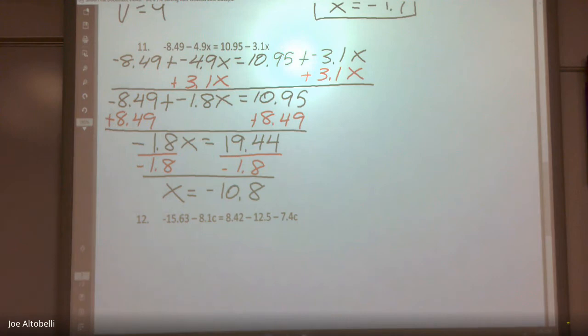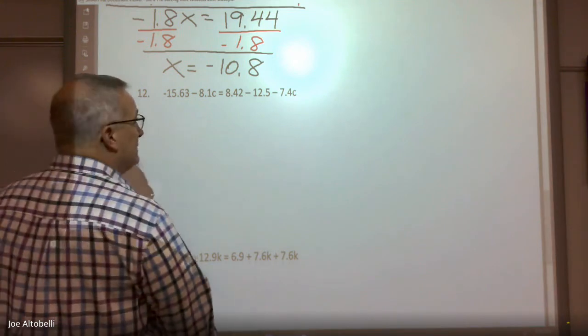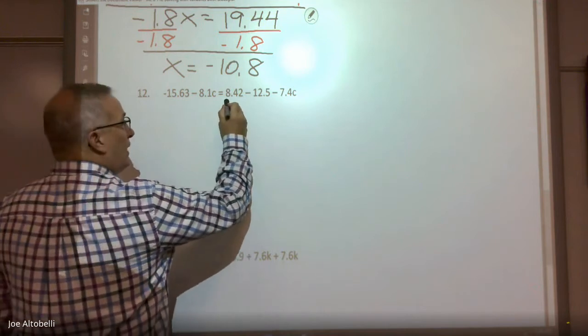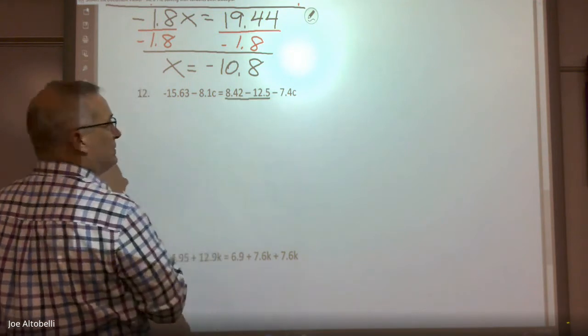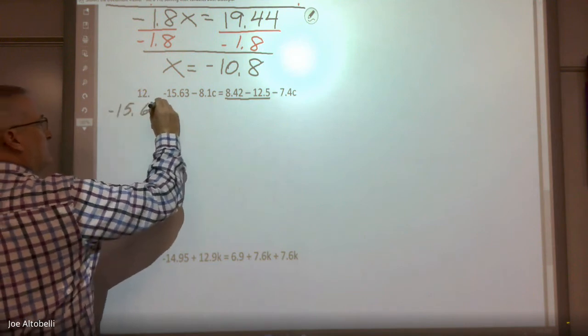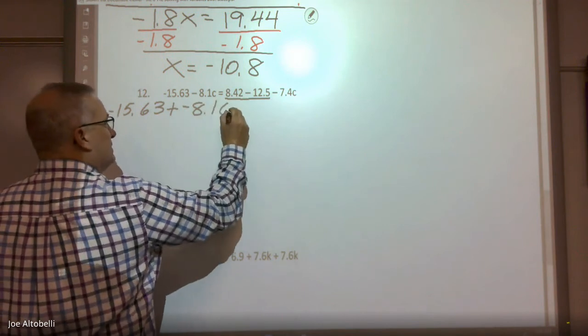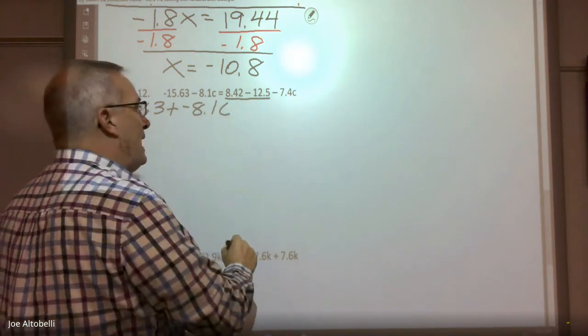All right, let's do the last one. Number 12. First of all, are there any terms I can combine? Oh, I guess that's not the last one. Terms I can combine, yes, and I'm going to rewrite it so that I'm changing my subtracting to adding the opposite while I'm combining those two terms. So this will be a negative 15.63 plus a negative 8.1c.